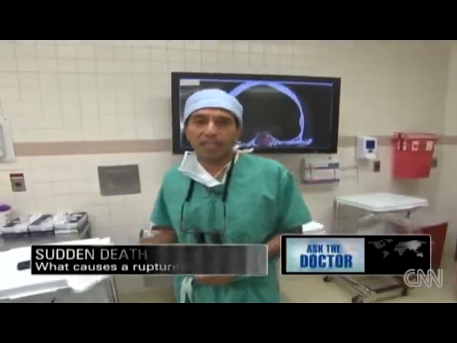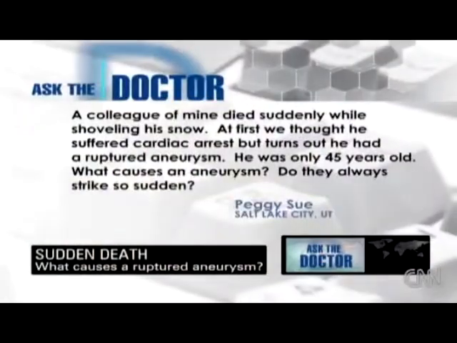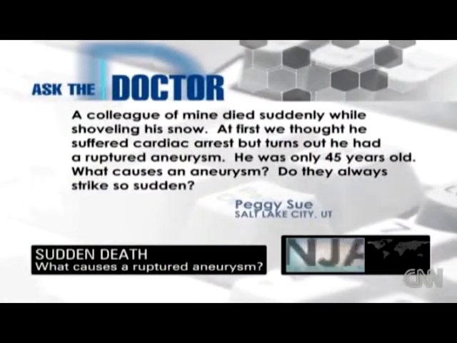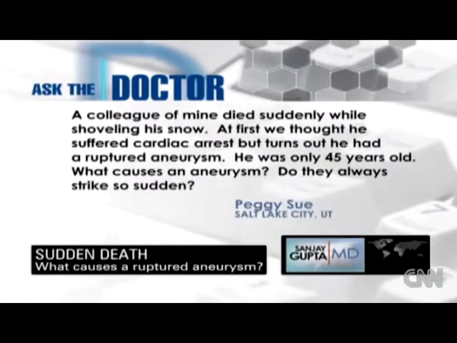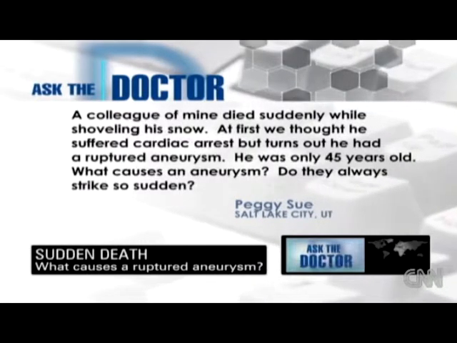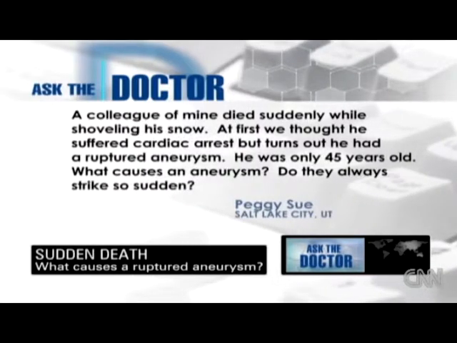Peggy Sue from Salt Lake City asked this: A colleague of mine died suddenly while shoveling his snow. First we thought he suffered cardiac arrest, but it turns out he had a ruptured aneurysm. He was only 45 years old. What causes an aneurysm, and why do they always strike so suddenly?